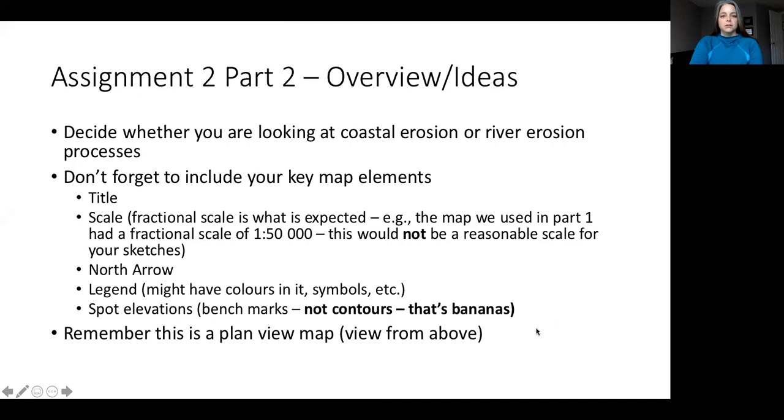So I've got a couple of slides here to show you. Again, this is just a quick overview and some ideas for assignment two, part two. If we were in a help session, these are some of the things I would have shared with you.